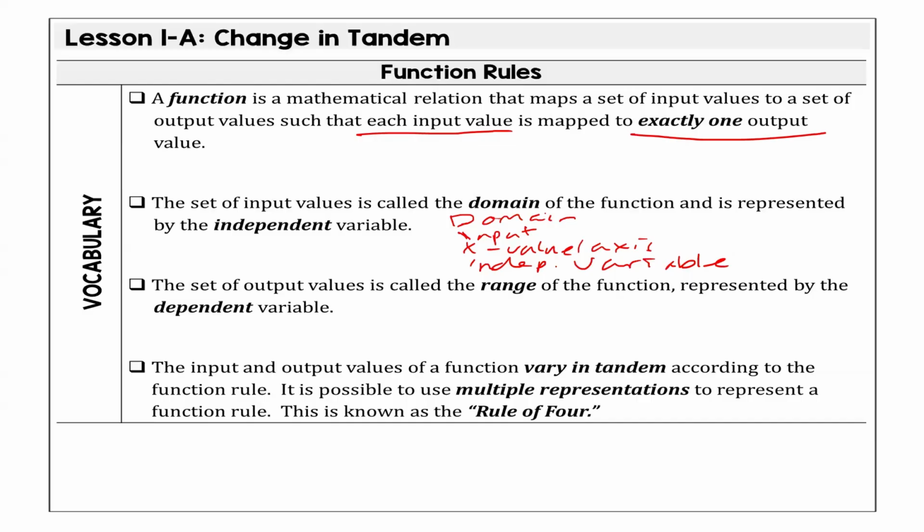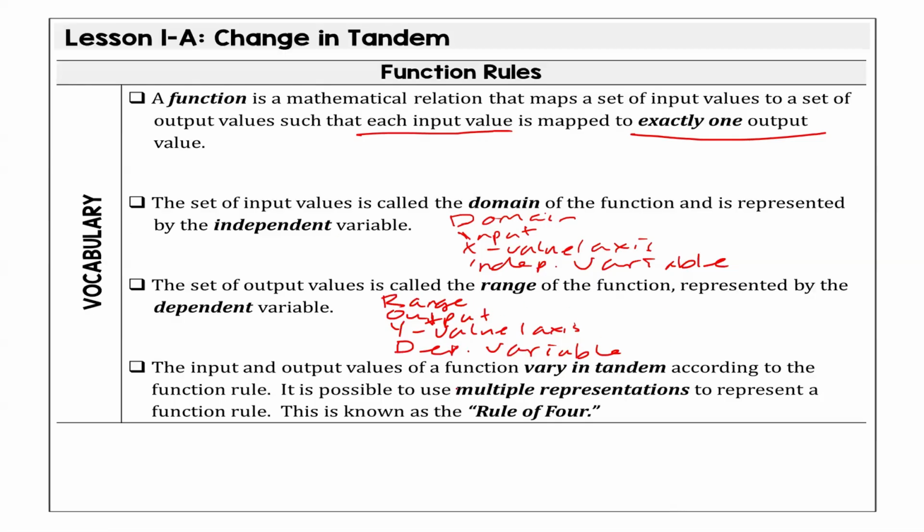The set of output values is called your range of the function, represented by the dependent variable. So that's our ROI. Okay, so your range, your output, your y value, axis, and your dependent variable. Those are all interchangeable words. And again, written terrible. Whew, wake up, hand. Going on.